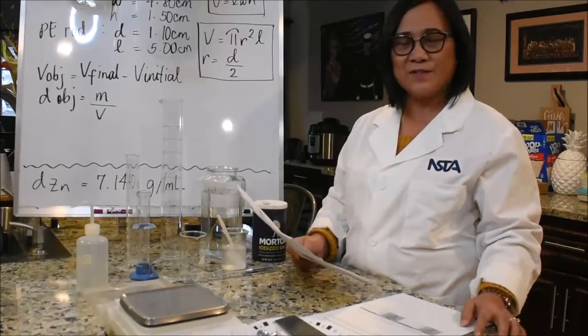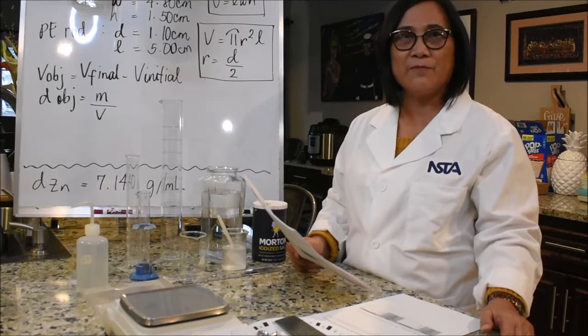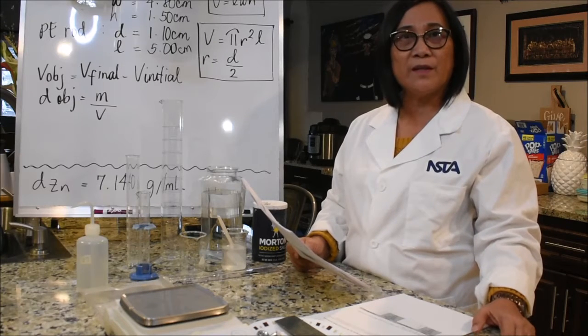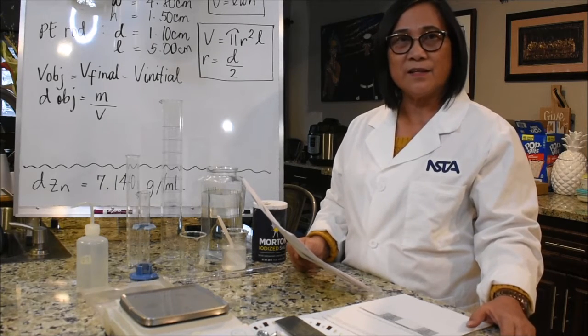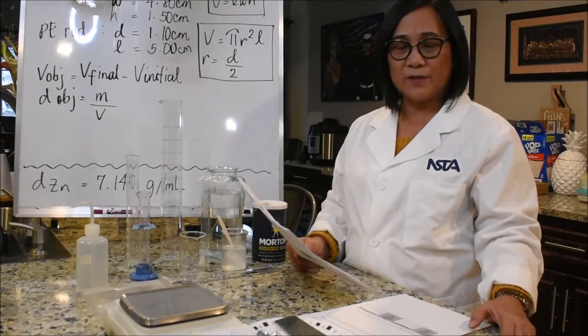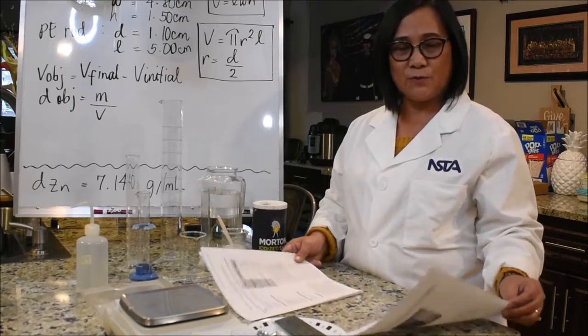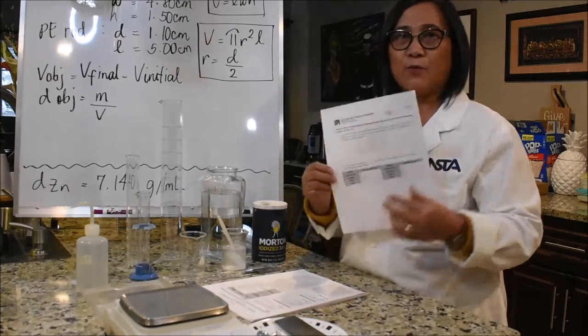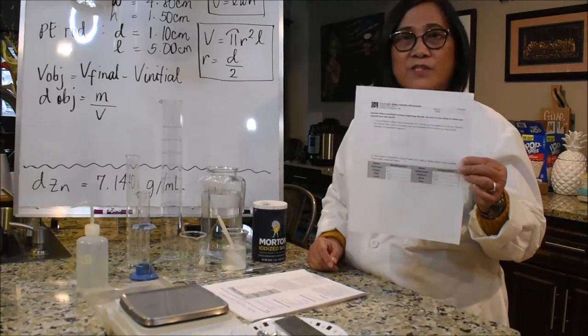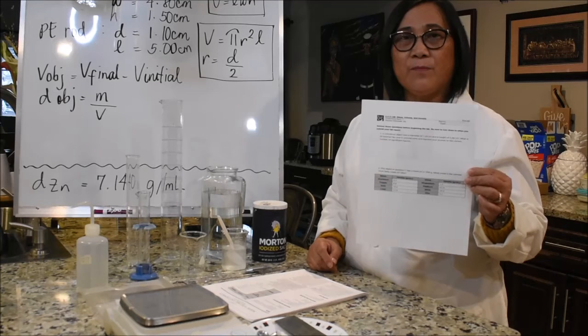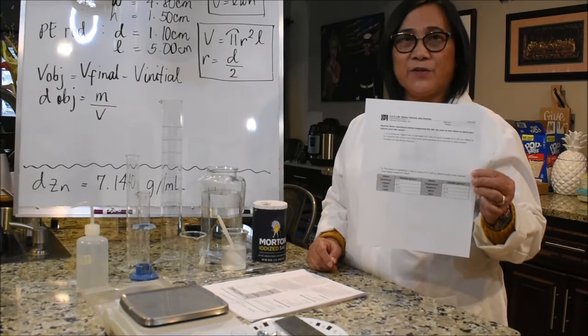Hello my dear students, today we are doing our lab for mass, volume, and density. This is in your Apex Unit 2 lesson. But before you do the actual lab, you should already have done the pre-lab worksheet. The worksheet PDF is on my webpage. You should already have done this prior to this lab.